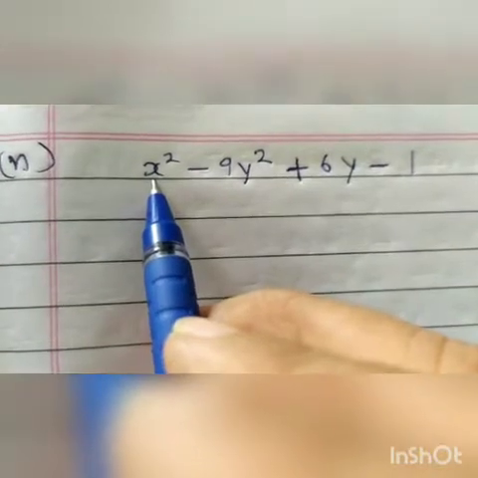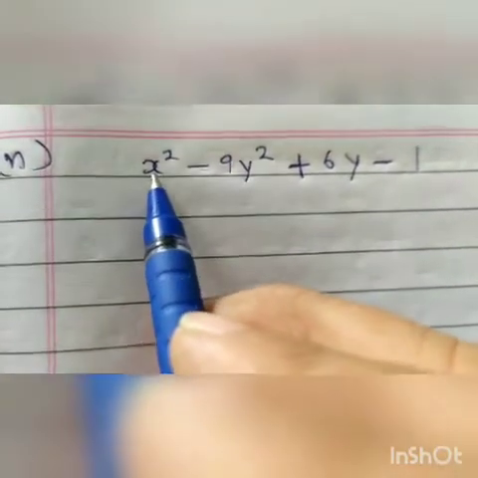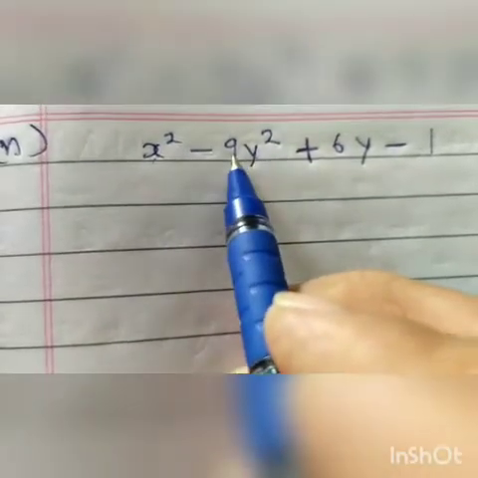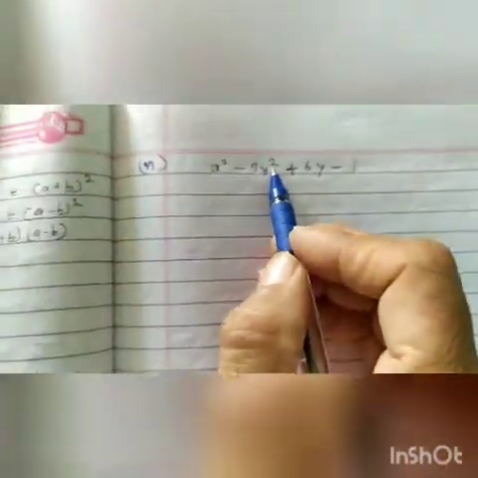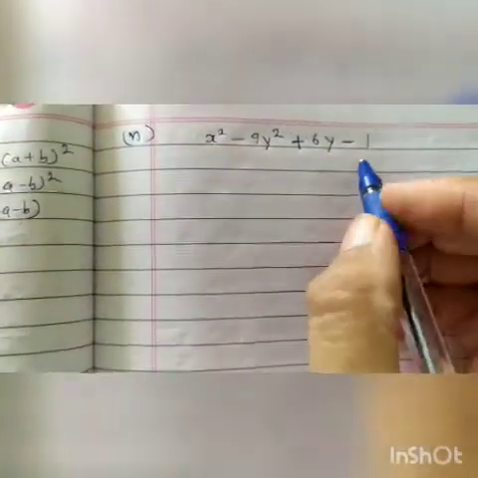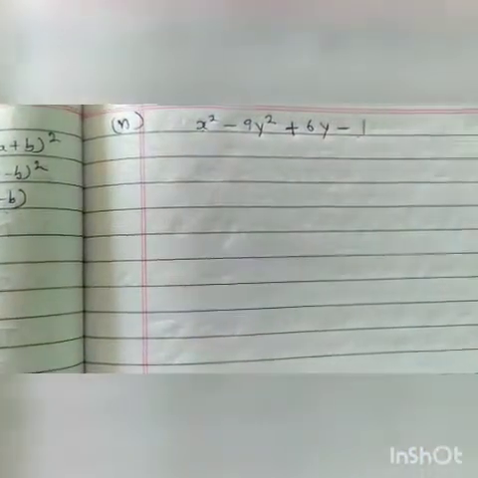Here, there are three square numbers. X square is the square of x. 9y square is the square of 3y. 9 is the square of 3 and y square is the square of y. So 9y square is the square of 3y. Then 1 is the square of 1.